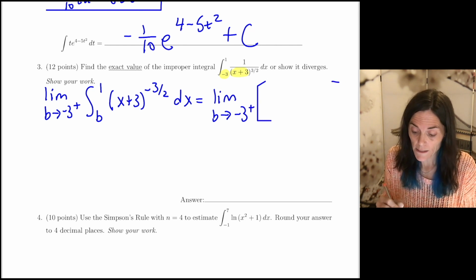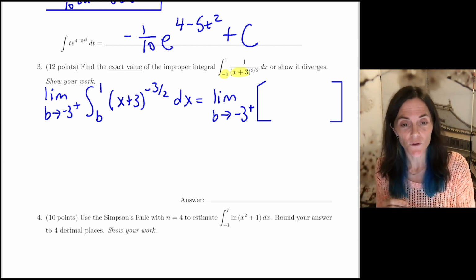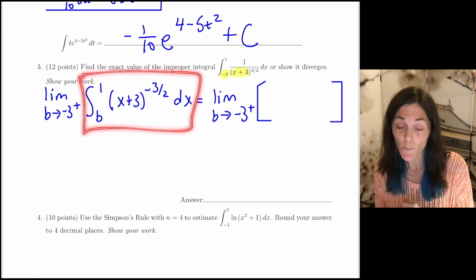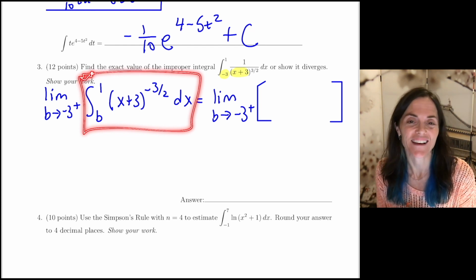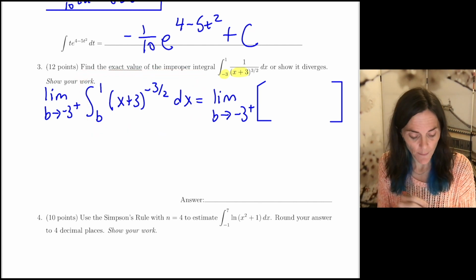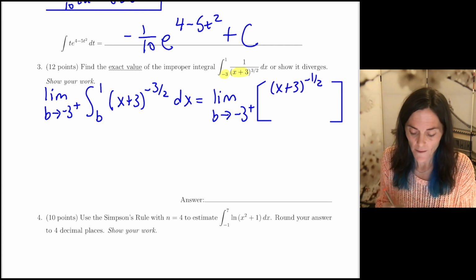Now we integrate. Remember, every improper integral is first a definite integral. That's this part, and then a limit. And both of these should be part of your work. So we integrate. We add a power, which is x plus 3 to the -1/2, and divide by the higher power.